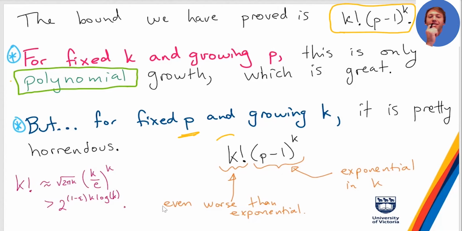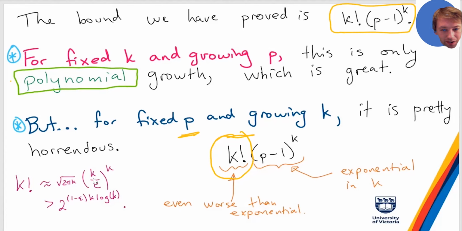In some sense, the bound of k factorial times p minus 1 to the k is what it is because of how the proof works. It's a little bit of a greedy approach. It's not that precise to take these disjoint sets and then use pigeonhole. Intuitively, all the intuition points to this not being a very good bound. The worst part is the k factorial, because whatever p is, if it's fixed, as k gets bigger, this is going to be the worst part.